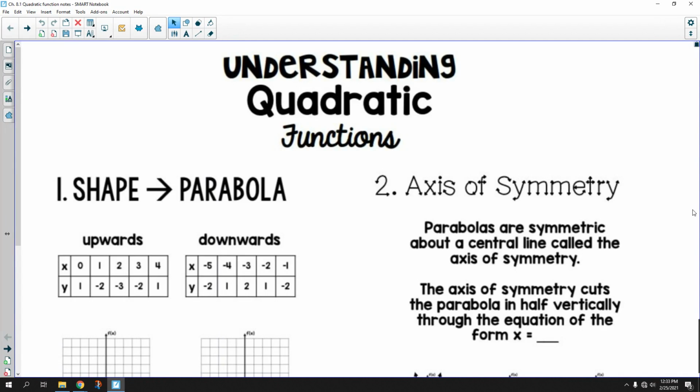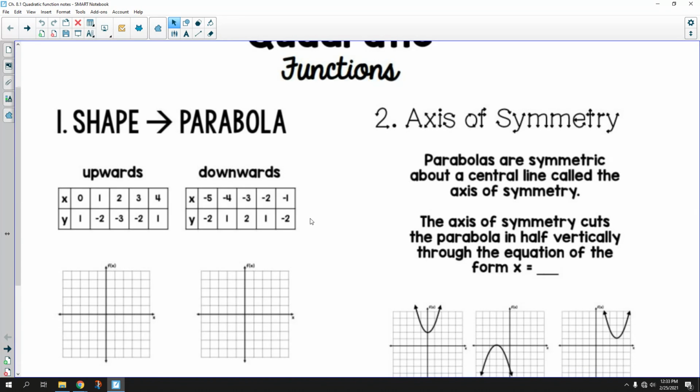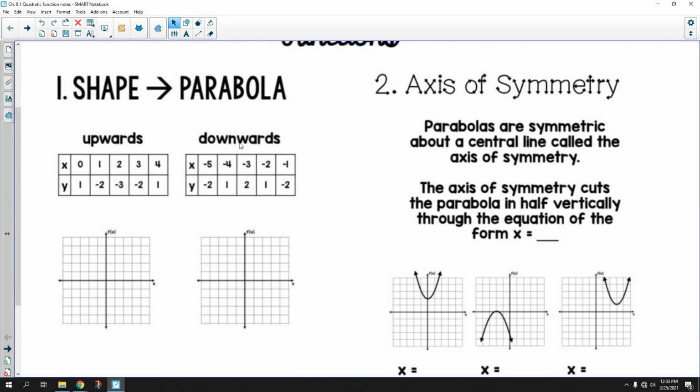Understanding quadratic functions. So the first thing we're going to talk about is the shape, which we know now is called a parabola. When it's a U shape, it's called a parabola. And there are two types: the upwards parabola and the parabola that is facing downwards, okay? So with this table here, we're going to plot the points so we can see the shape of the parabola. Go ahead and plot these points for the upwards parabola and then plot the points for the parabola facing downwards. Do that now.